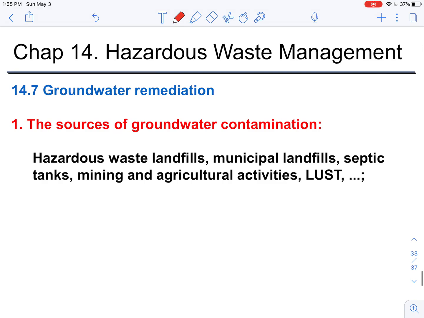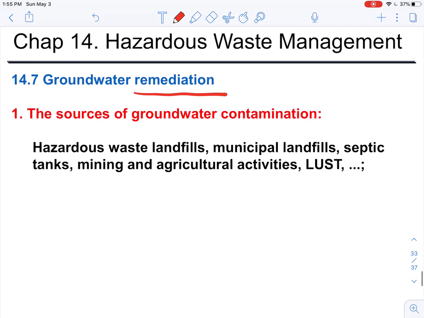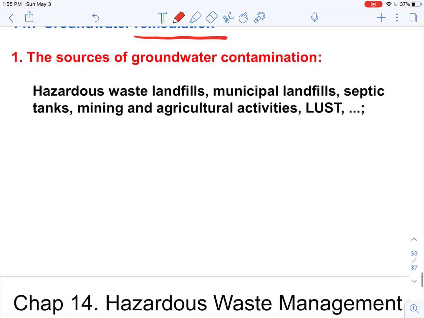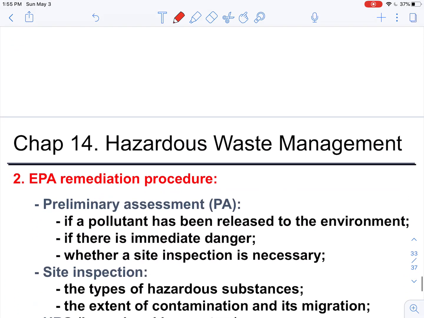And if accidentally the groundwater is being contaminated by the hazardous waste, then we have to think of ways to remediate this problem. So we need to talk about the groundwater remediation. So first we need to know what are the sources of the groundwater contamination. They can come from the hazardous waste landfills, municipal landfills, septic tanks, mining and agriculture activities, and so on and so forth.